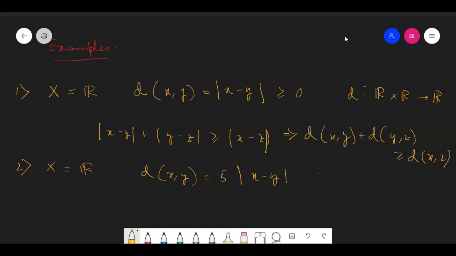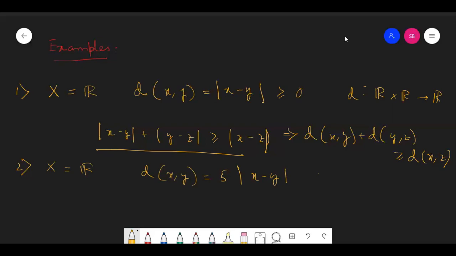So just check that here also all the conditions are satisfied: that it is non-negative, it is symmetric, it is 0 when x is equal to y, and it also satisfies the triangle inequality. In this triangle inequality, it is just 5 times on both sides. So this d also satisfies all the given conditions for d to be a metric on R. So this is also a valid metric on R, right?